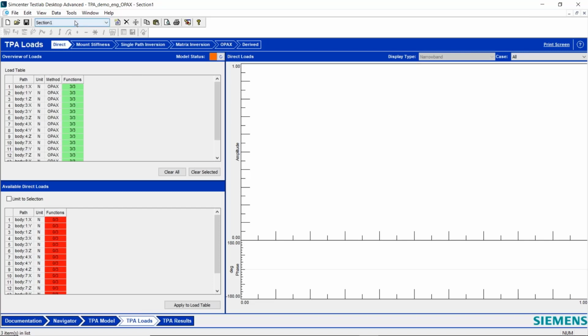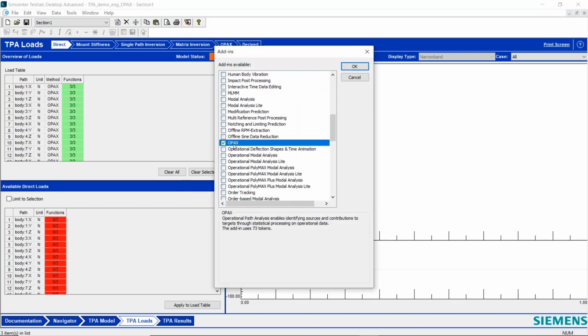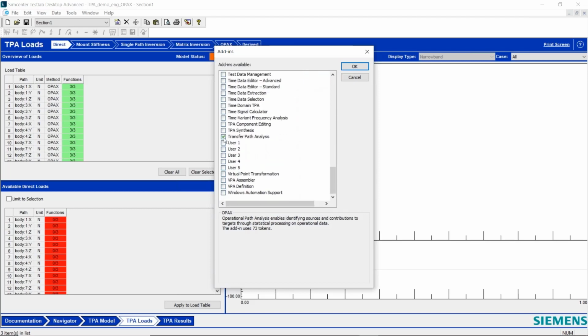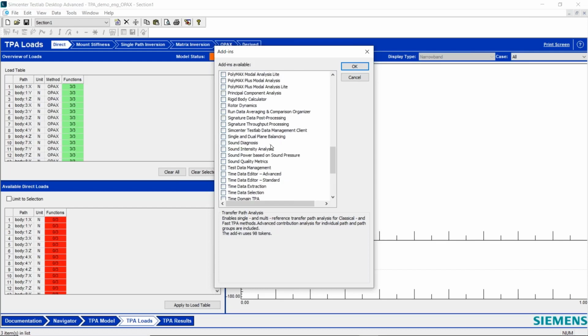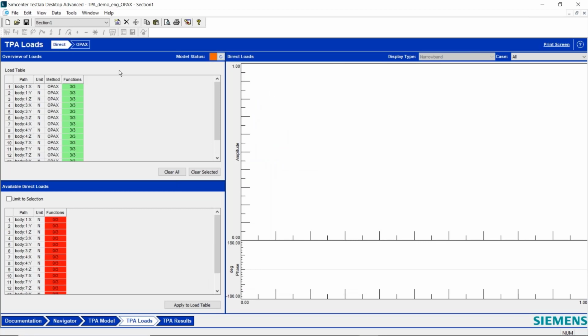And if I go to loads, this needs an add-in. So in addition to TPA, you need the OPACS add-in. But technically, you don't even need transfer path analysis. If OPACS is the only technique you're using, you can just use OPACS. So if you want both, this is 98 tokens. If you just want OPACS, that's just 73 tokens. So if I only have OPACS, that's the only load technique I see. If you want to see the other techniques, then you need the transfer path analysis added.